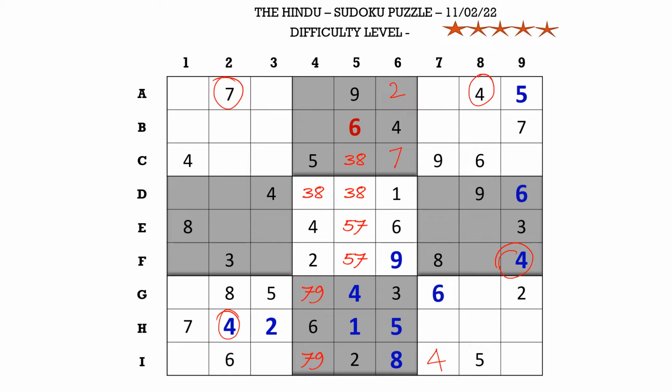There is a 5 here and a 7 here in H row which blocks here. So 5 and 7 blocks this cell. There is a 5, 7 in this block which blocks these two cells. So in column 7, these two cells take 5, 7 pair.